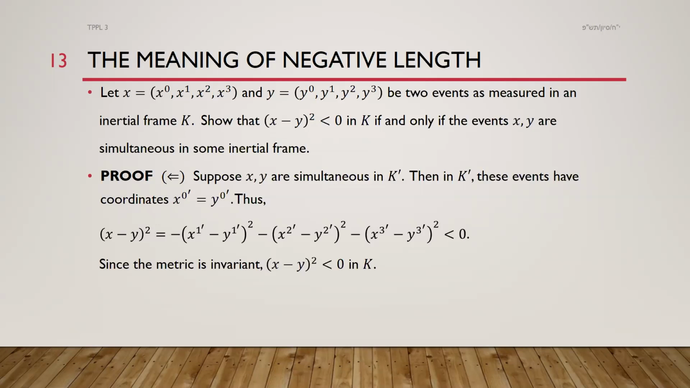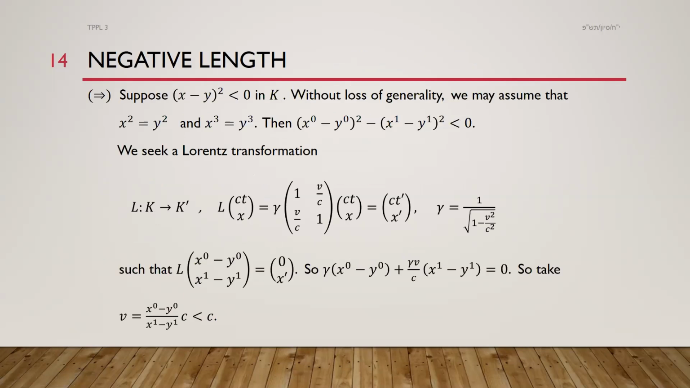So the proof is, let's do the backwards direction first. If they're simultaneous in some frame K prime, the zero component is the same. So when you compute the metric, you'll get 0 and then the minus part. So obviously the interval is negative. And since the metric is invariant, this interval is negative in every inertial frame, including K. The other direction is a little more interesting.